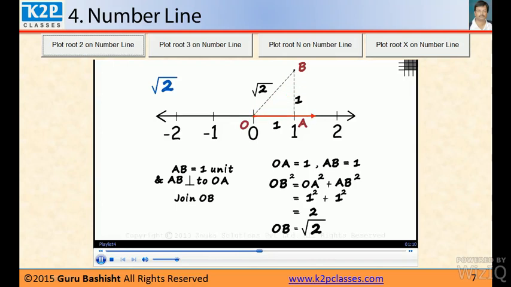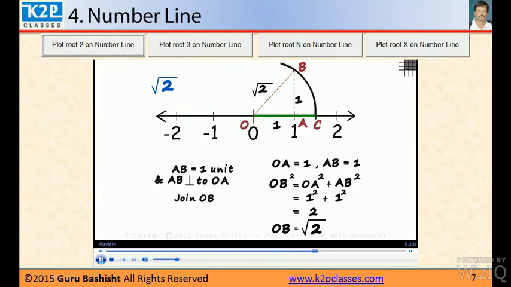To do that, we keep the vertex of the compass here and with length OB cut an arc on the number line. Let's call this point C. This green length OC will equal this length since they are the radii of the same circle. Hence length OC is also equal to root 2. And if we need minus root 2, then we cut the same arc on the other side of O.